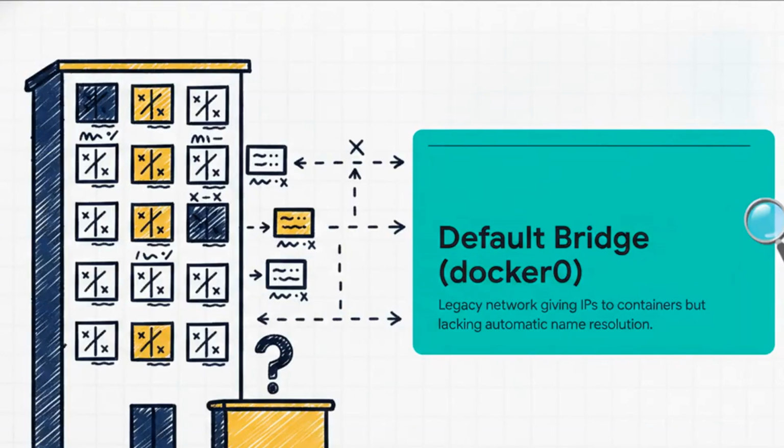But here's the catch. Containers are ephemeral. They stop, they start, they get updated, and boom, they get brand new IPs. Because this legacy default bridge predates Docker's built-in DNS, container names resolve to absolutely nothing. It makes connections incredibly fragile.